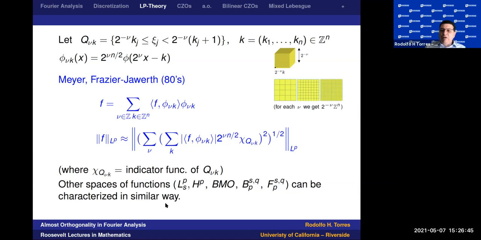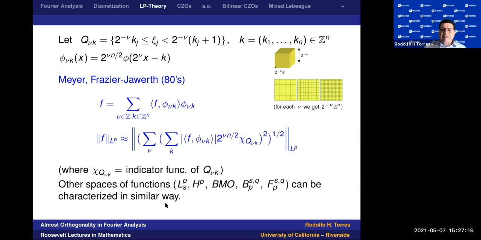So for each nu, we provide a covering of the whole space, and then there is some hereditary property of these cubes as we change nu. So each of these squares, for example, will have 4 children, as we call them, inside, and then each of these squares will have 4 of these smaller ones, and so on. And they don't intersect except on the boundaries among themselves, and they provide at each level a covering of the space.